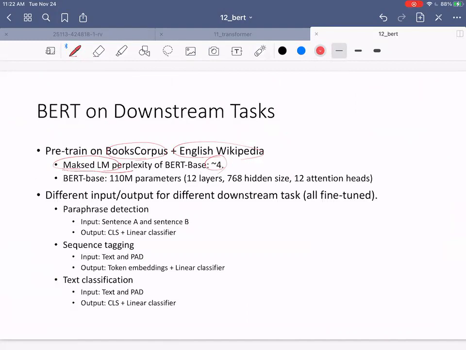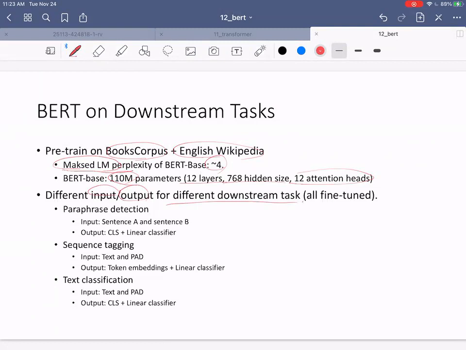They use almost the same architecture as GPT-1, basically 110 million parameters, 12 layers, 768 hidden size, 12 attention heads. Again, as with GPT-1, they don't have a downstream-specific architecture on top of BERT. BERT itself can serve as the downstream task model, but you need different input and output for different downstream tasks. And of course, you need to fine-tune the entire BERT model.